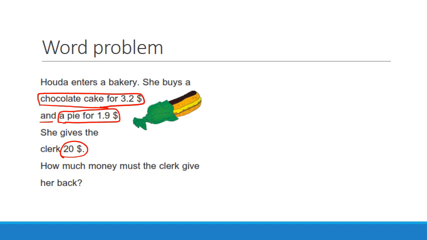In order to know how much he will give her back, at least I should know how much they actually cost. How can I know how much they cost? I need to add the two prices. So the first step is to add 3.2 and 1.9 in order to know the total price of all the things that she bought. So the addition is $5.1. So they cost $5.1.